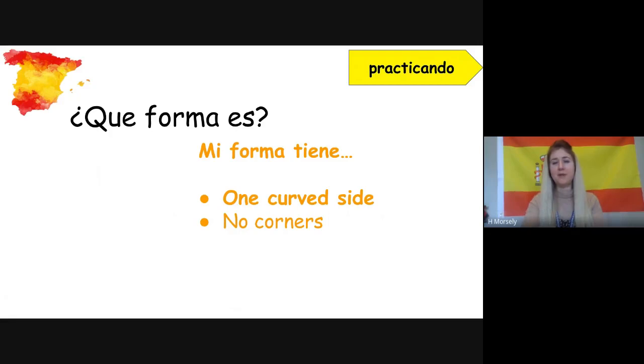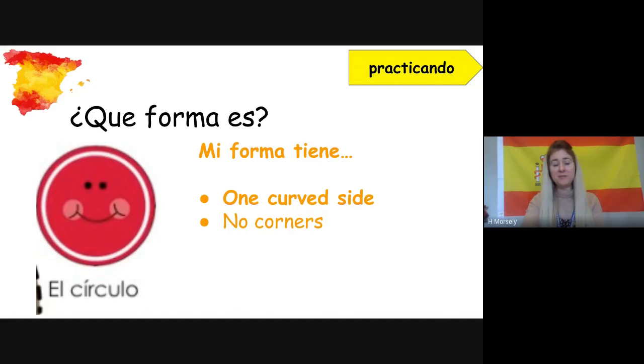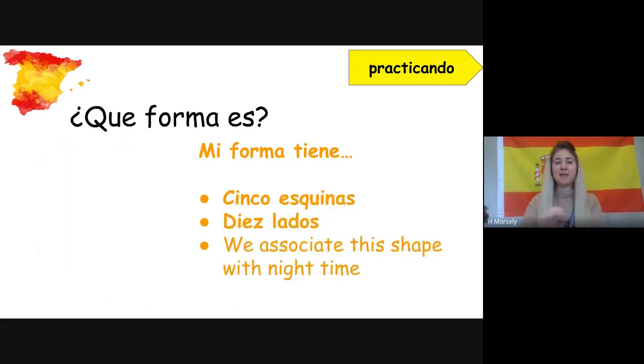¿Qué forma es? What shape am I thinking of now? Mi forma tiene, my shape has 1 curved side and no corners. What shape is it? El círculo. Well done. It is a circle. El círculo, the circle.